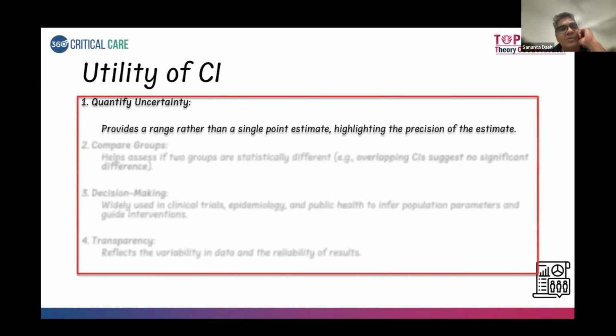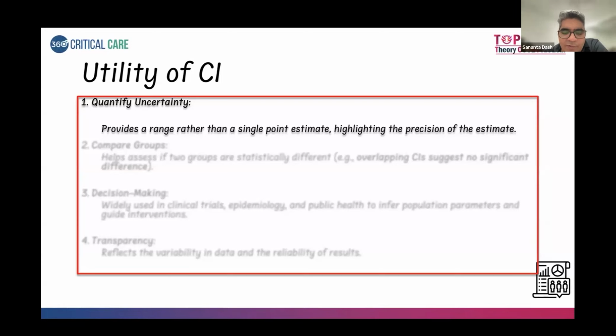Utility, where it is used. First, quantify uncertainty: it provides a range rather than a single point estimate, highlighting the precision of the estimate. So it tells you how precisely your value is correct. Suppose you have a value X plus a narrow confidence interval. That means the value is more representative of the population and it is uniformly distributed. If you have a wide confidence interval, then the data variation is large, and the precision of that point estimate is not that good.